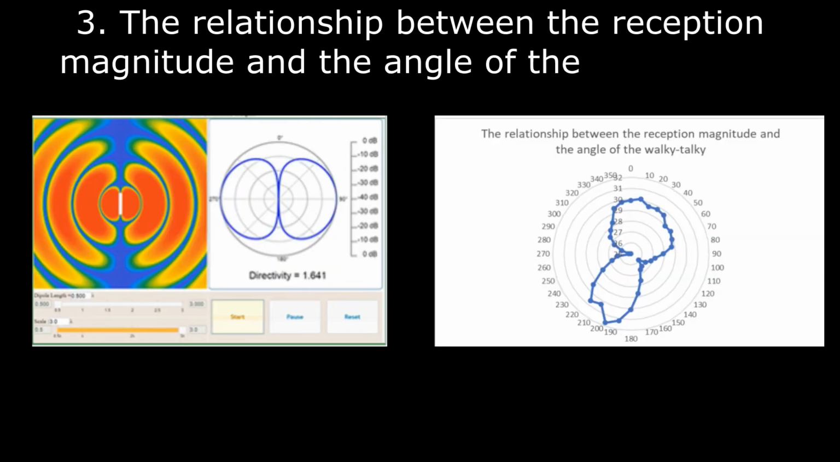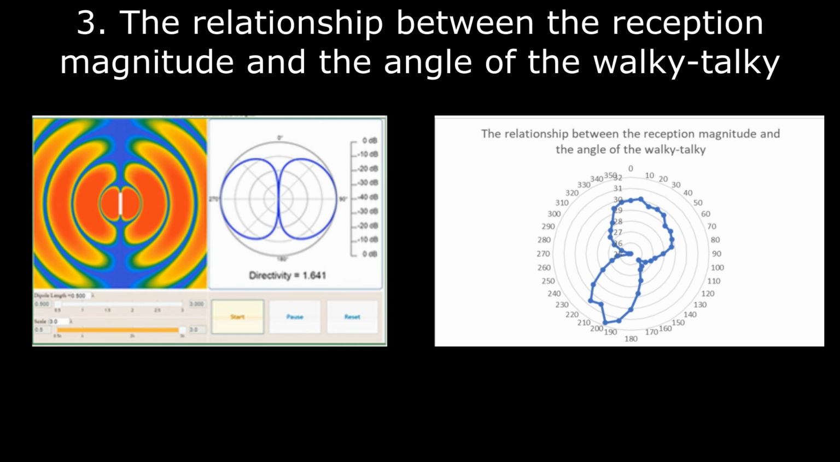The relationship between the reception magnitude and the angle of the walkie-talkie. A dipole antenna is designed to be bidirectional in its radiation. Ideally, a horizontally placed half-wavelength dipole antenna uniformly radiates electromagnetic waves in opposite directions along its long axis. There is almost no radiation of energy in the direction perpendicular to the antenna's long axis. Therefore, we predict the graph to look like the one on the left.